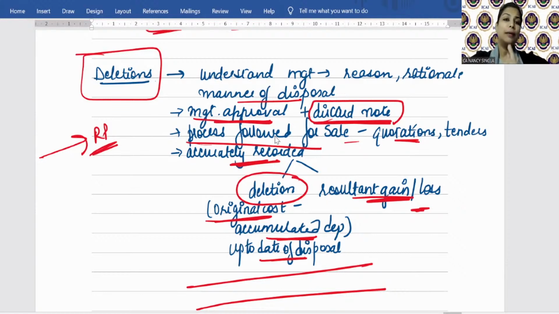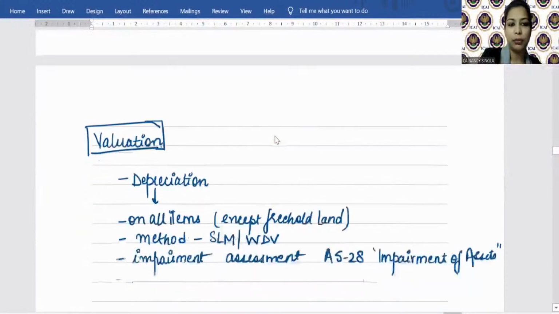Inviting quotations, what is that? You will ask 4-5 vendors to give us the quotation, that is, at what price you are willing to sell your machinery to us, right? So the auditor will see whether there is some internal process with respect to that or not. Okay. So for deletion also, you may get a 4-marker question.